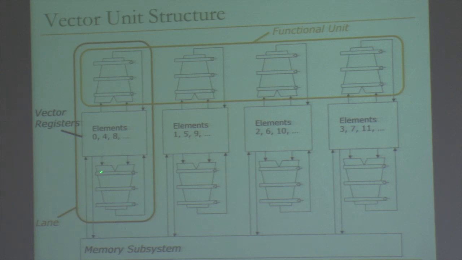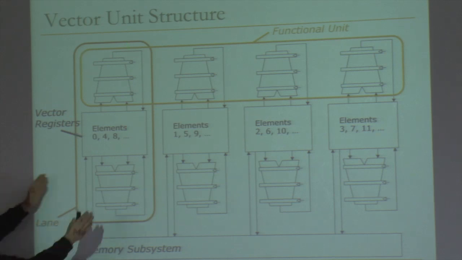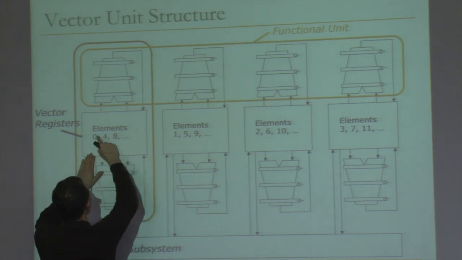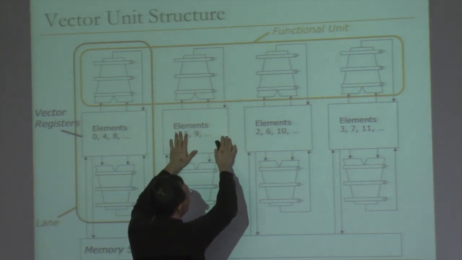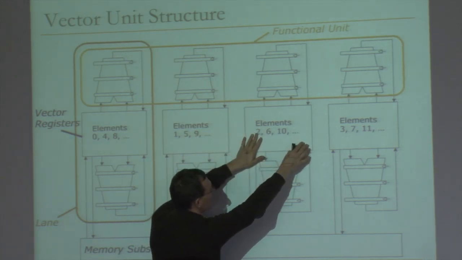Your functional units that operate on elements 0, 4, 8, and so on, are connected to the register file that contains only those elements. This is called a vector lane, if you will. And these are the vector registers. So all vector registers are here, but only the elements 0, 4, 8 are here. Only the elements 1, 5, 9, and so on are here. 2, 6, 10, and so on are here.